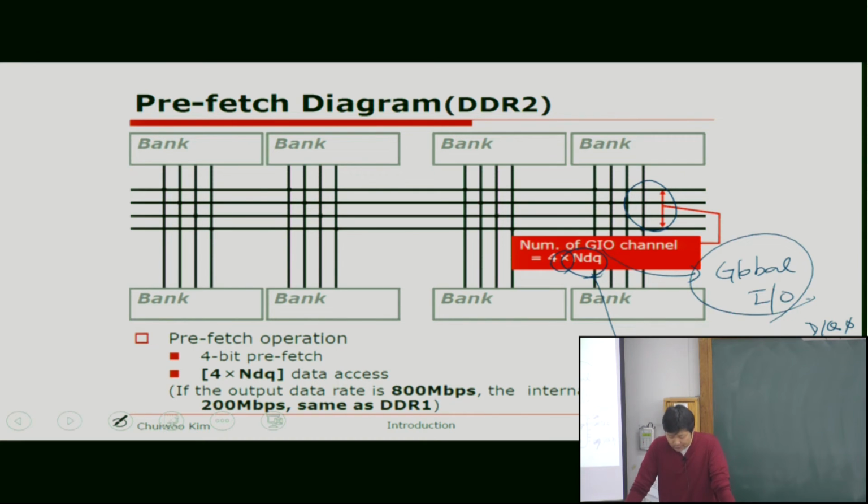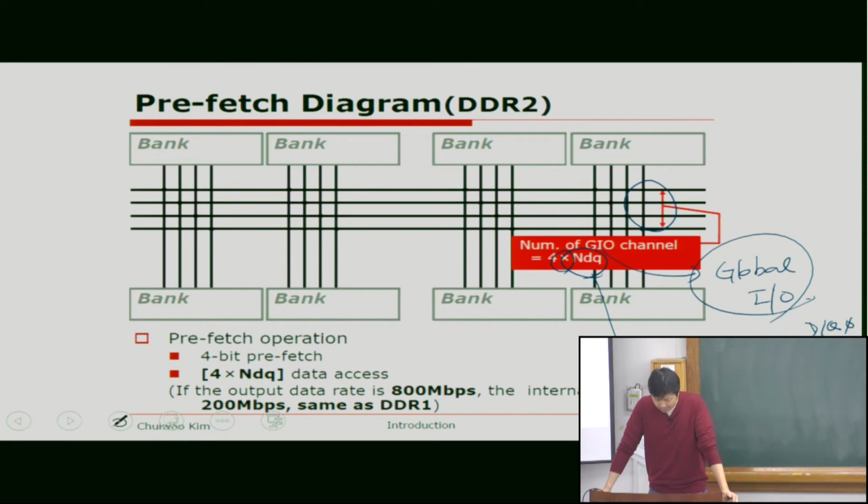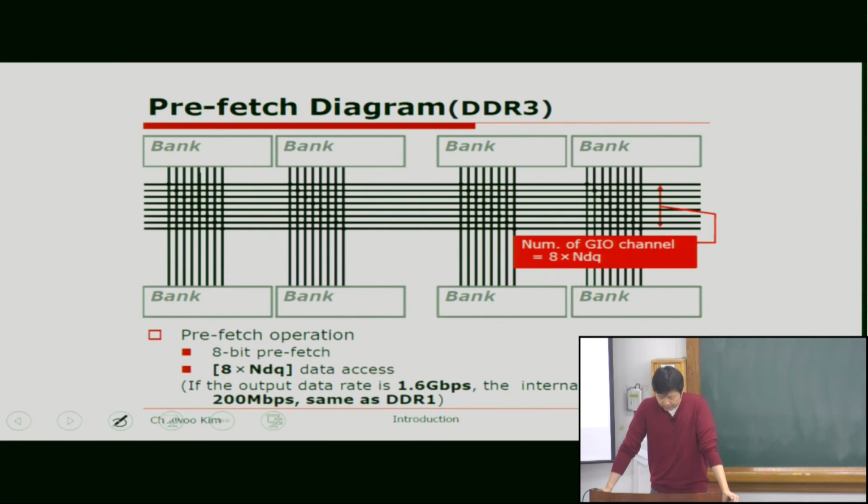So this shows that now we fetch 4x more data at the same time to satisfy the bandwidth demand from the I/O. Likewise, in DDR3, it does an 8x prefetch, so that it reads 8x more data compared to SDRAM.